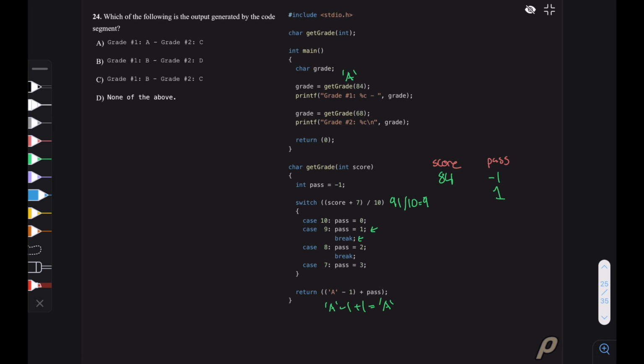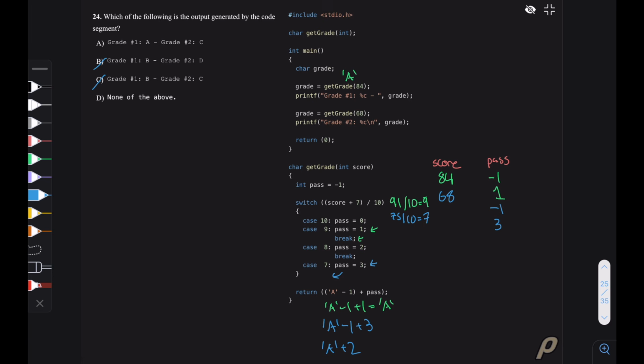And then now we go to the next line. So we know for a fact that B and C cannot be correct, right? Because we print out B first. So now we have passed in a score of 68, and our pass is going to start out at -1 again. So we do 68 plus 7, which is 75. Do 75 divided by 10, which is integer division, which is just 7. So now we look at 7 here. So we set pass equal to 3, and then the switch case is over, so we break out of it. Then we do A -1 plus 3, so we get A plus 2.